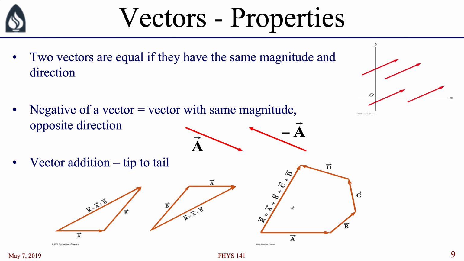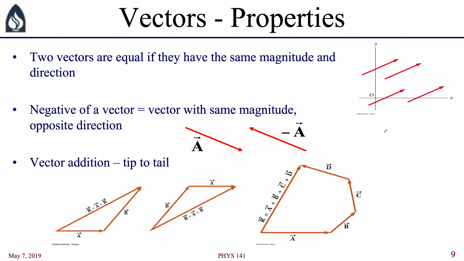So some properties of vectors that are important to know. One property is that two vectors are equal if they have the same magnitude and direction. So if we look at this picture here in the top right-hand corner, all of the vectors in this picture are equal because they all have the same length and they are pointing in the same direction. Now this is very useful because it means that we can take a vector and slide it all around. It doesn't matter where we put it. The only things that are important in regards to a vector are its length and its direction.